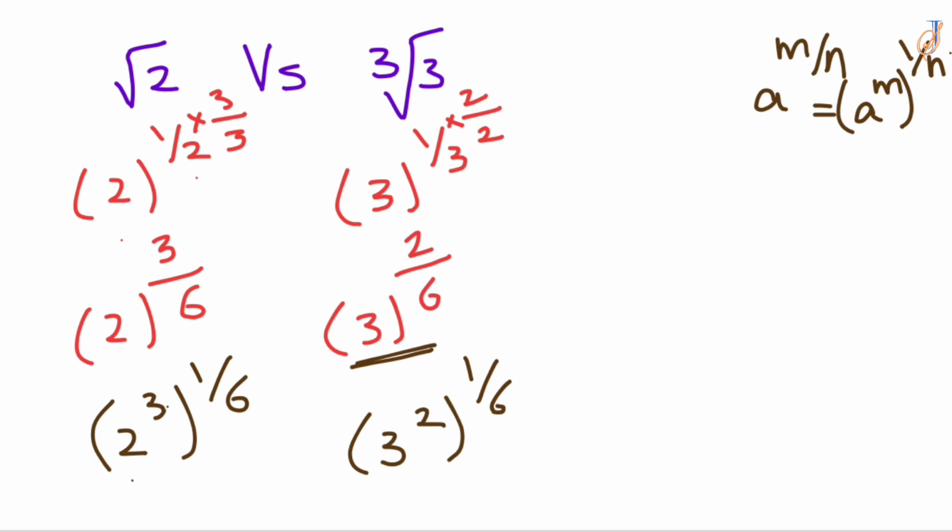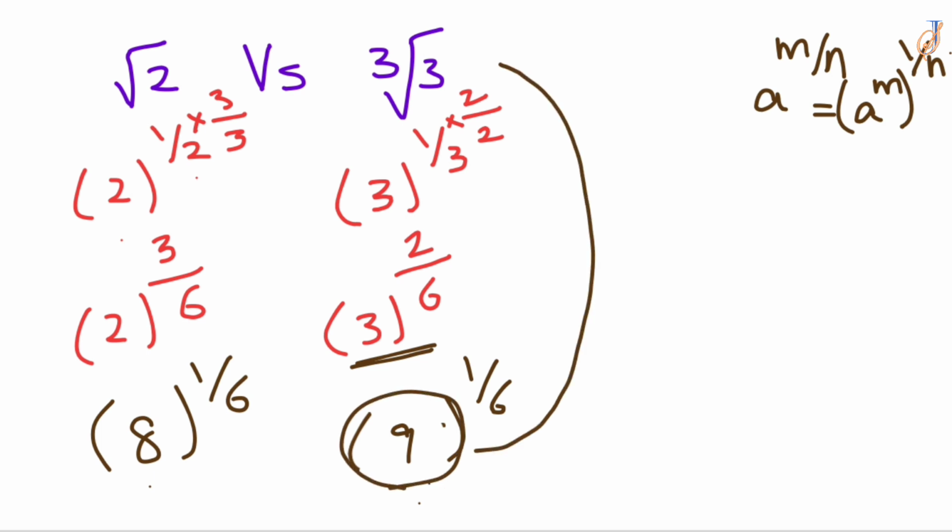Now 2 raised to the power of 3 is nothing but 8, so let's take 8. 3 raised to the power of 2 is nothing but 9, so let's take 9. Now our indices are the same. So when indices are the same, we can compare the bases. So here 8 and 9. Which number is larger? 9 is the larger. That means cube root of 3 is the larger number compared to root 2.